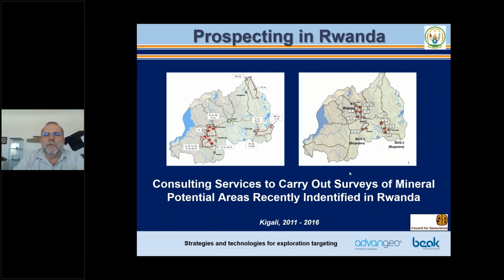So Rwanda, a very, very small country in Eastern Africa, but famous for its tin and tungsten deposits, and tantalum, of course. So we had the pleasure to work for the Mineral Authority of Rwanda several years ago, and we are now presenting you some outcomes of these investigations.